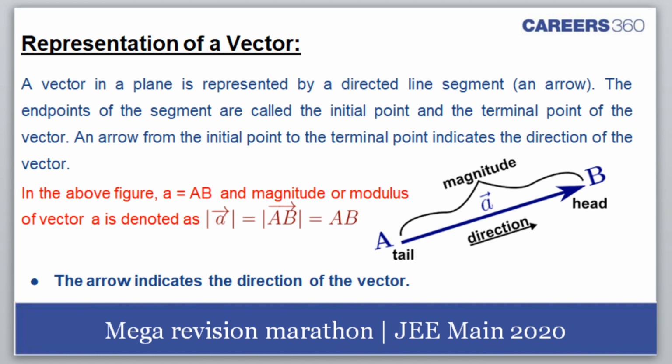Now let's look at this representation of a vector. I hope everybody knows that, but just a quick revision. A vector in a plane is represented by a directed line segment. A directed line segment means it has an arrow on one side. The endpoints of the segment are called the initial point, which is also known as the tail, and the terminal point.